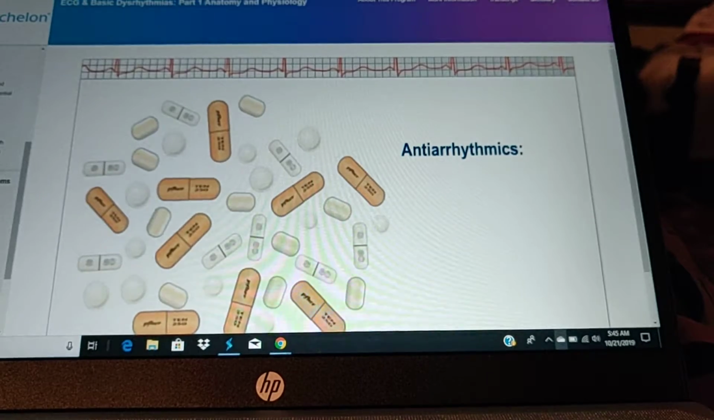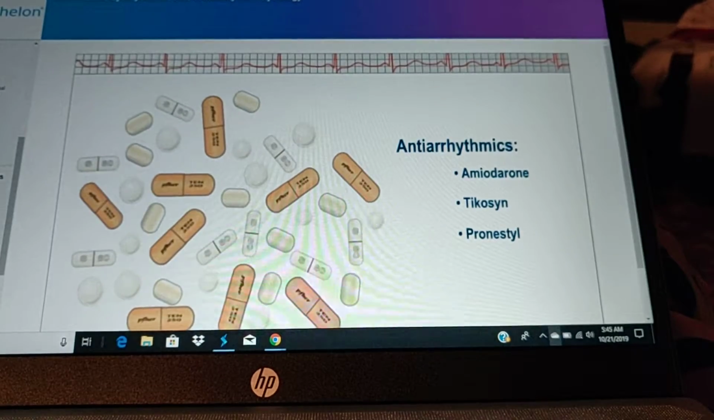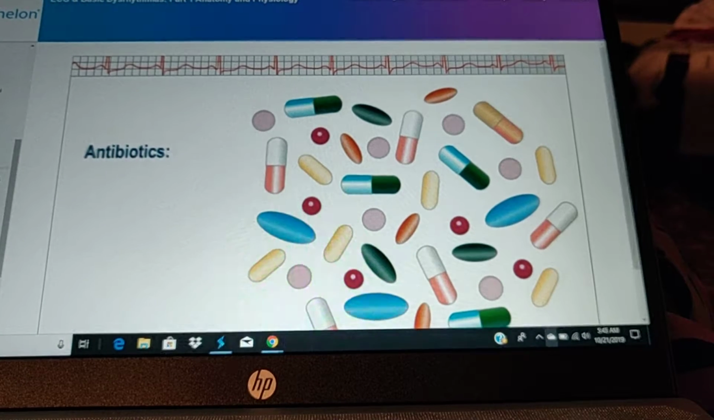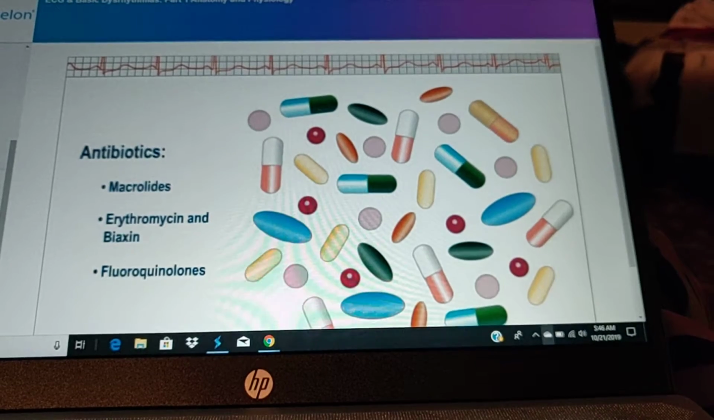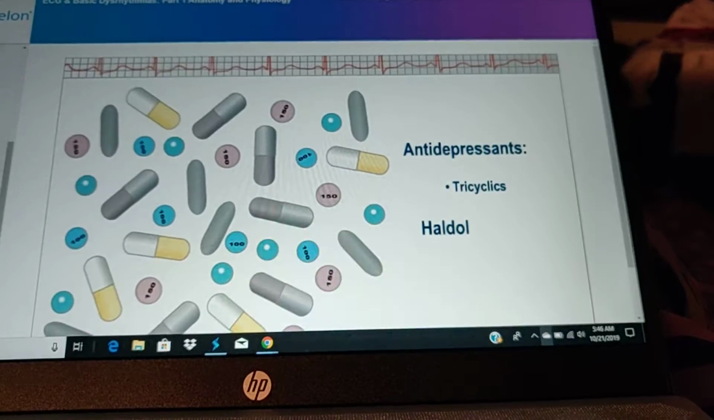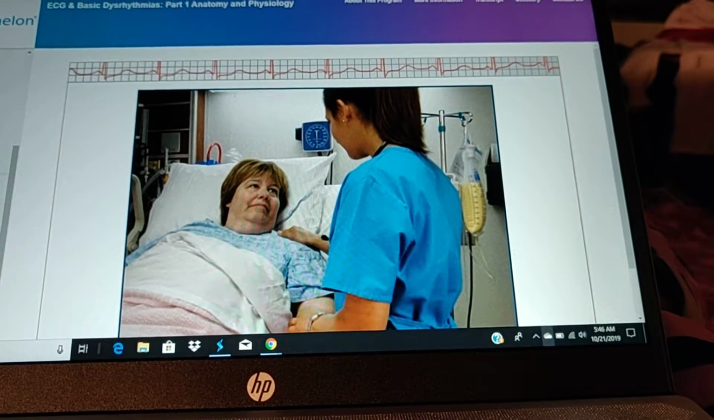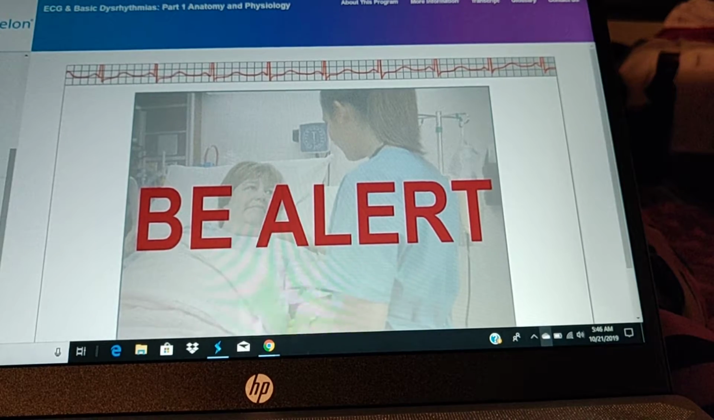Also, on the unit, the QT is vital because many medications affect it. These include antiarrhythmics such as amiodarone, Tikosyn, Pronestyl, quinidine, and sotalol. Antibiotics such as macrolides, erythromycin and Biaxin, and fluoroquinolones. Antidepressants like tricyclics, Haldol, and HIV protease inhibitors. Many of your patients will be taking one or more of these medications, so it is important for you to be alert for the potential impact on the QT interval.